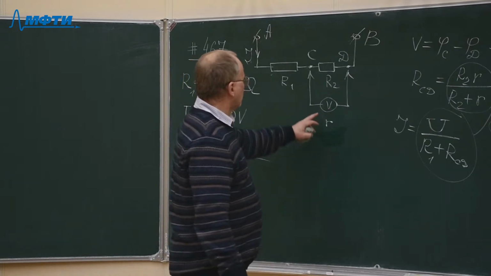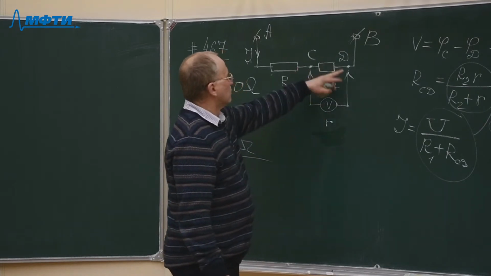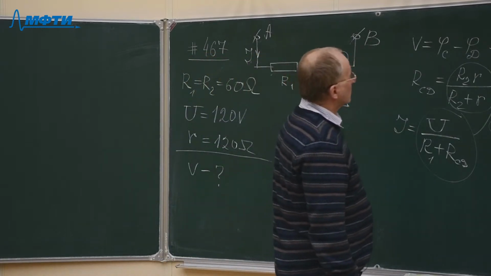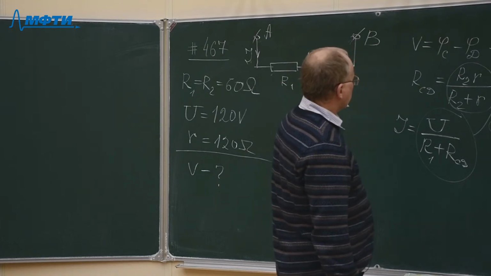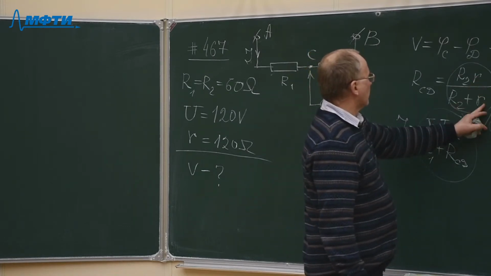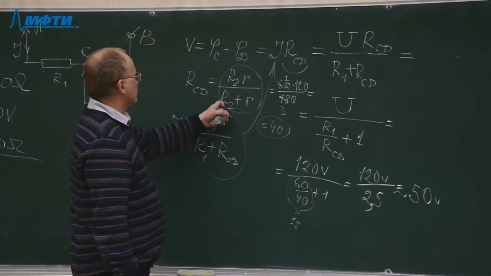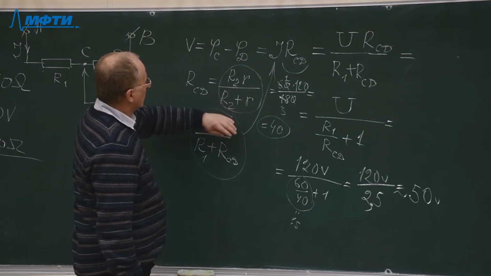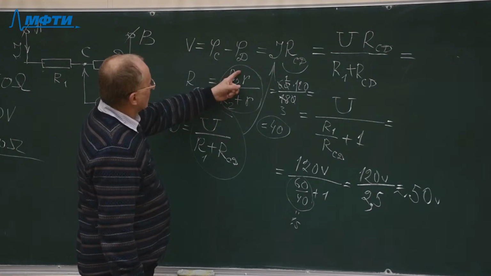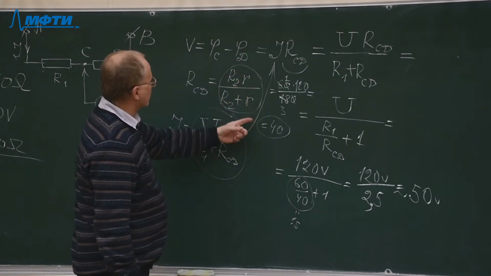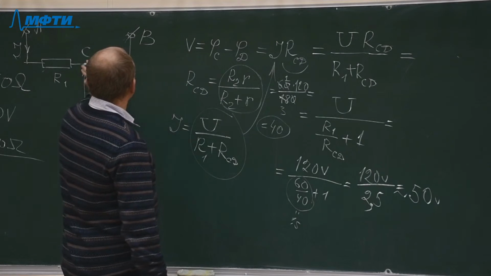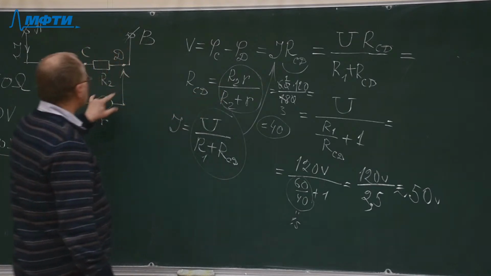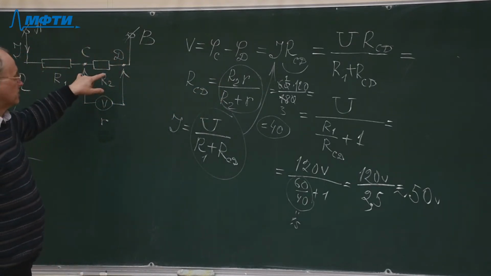So when will the voltmeter not influence the results of measurement? It can be seen from here that if the internal resistance of the voltmeter is much larger than the resistance R2, then R2 can be neglected here in the denominator. Forget about R2 here. And then the internal resistance of the voltmeter will cancel. And then the resistance between these two points, RCD, will be just equal to R2. And then the voltmeter will not influence the measured potential difference.